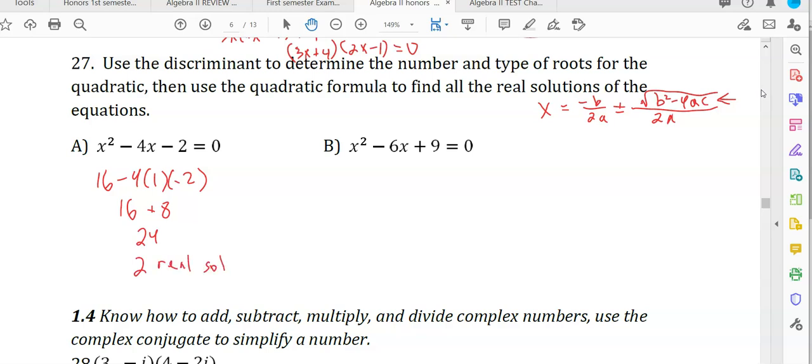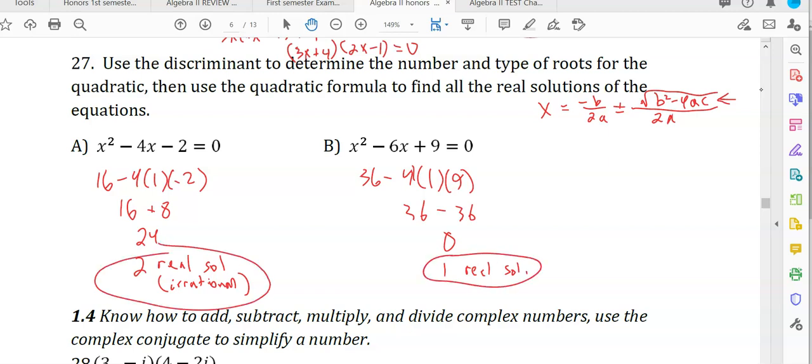If you want to go further, because that's not a perfect square, I believe they're going to be irrational. You don't have to know that, but it's nice to know that. B squared minus 4ac, so it would be 36 minus 4 times 1 times 9. 36 minus 36 is going to be 0, which means there is one real solution.